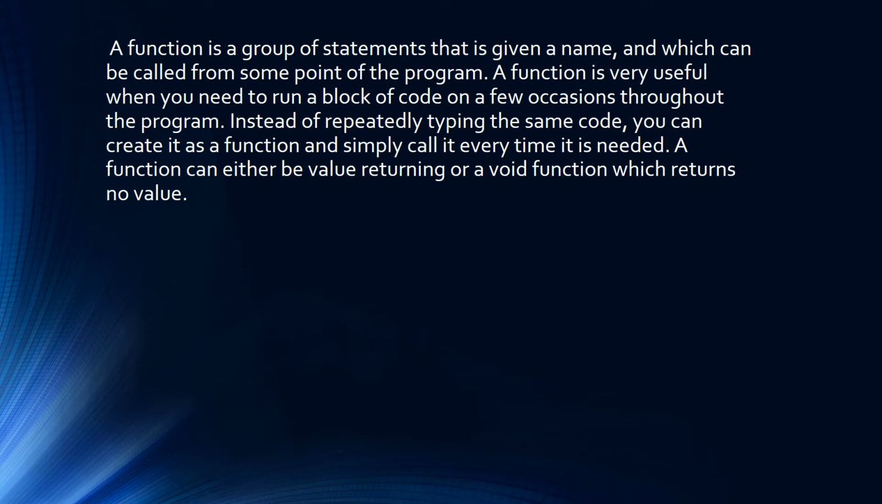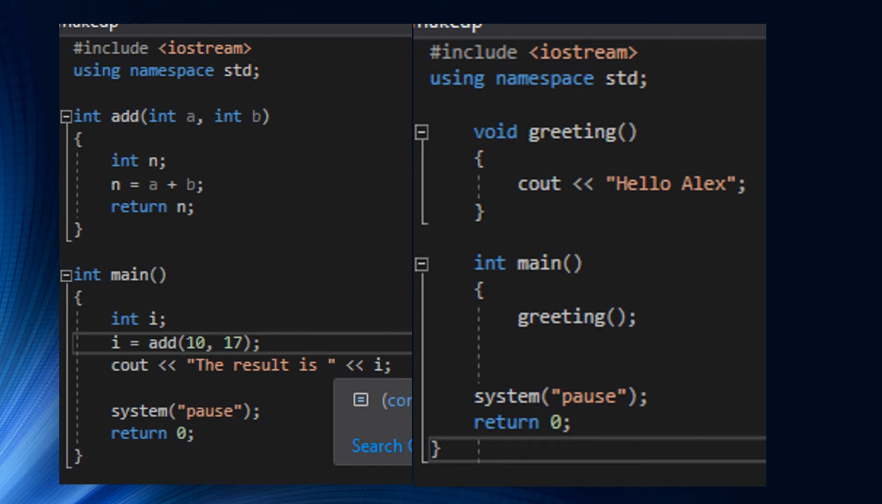A function can either be a value returning or a void function which returns no values. And here's two examples, one of a value returning function and one of a void function. In the value returning function, I used int. You have to give it a data type. So if I used int, that means I wanted to return an integer value as well.